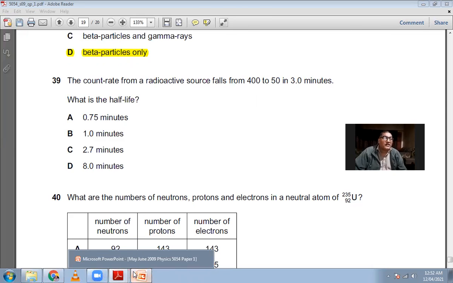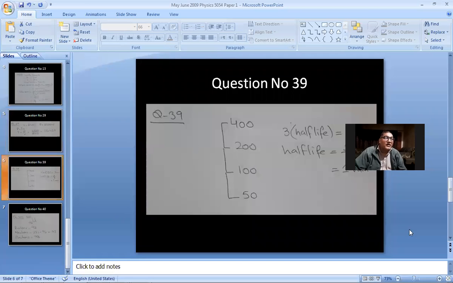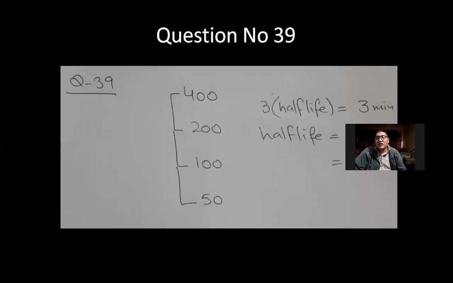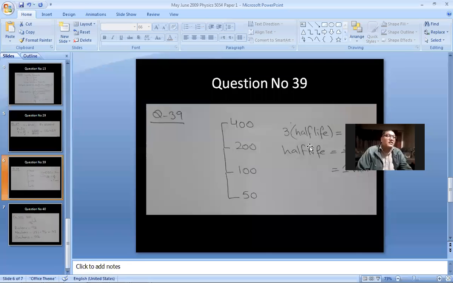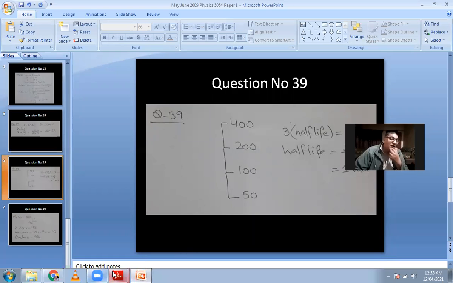So let's check. Let me show you my work. So you can see that from 400 it will go to 200 after one half-life. Another half-life will pass, so from 200 to 100, another half-life will pass, and it will go from 100 to 50. So basically there are 3 half-lives. So 3 times half-life will be equal to 3 minutes, because the time passed is 3 minutes. And so one half-life will be 3 divided by 3, and that will be 1 minute. So the half-life will be, I think, 1 minute.